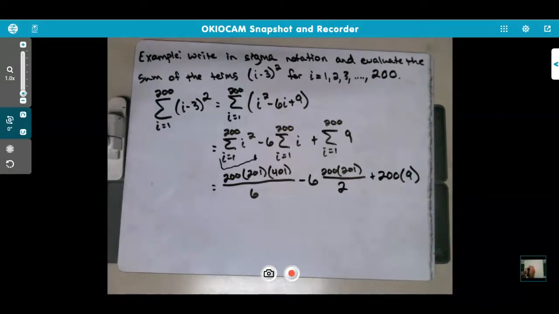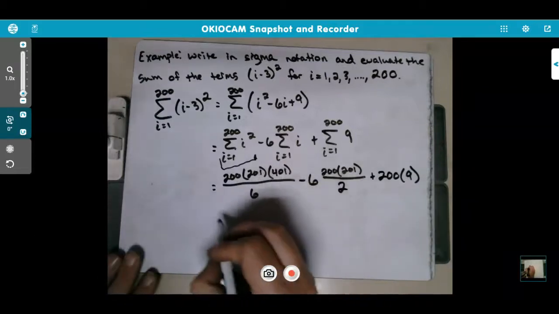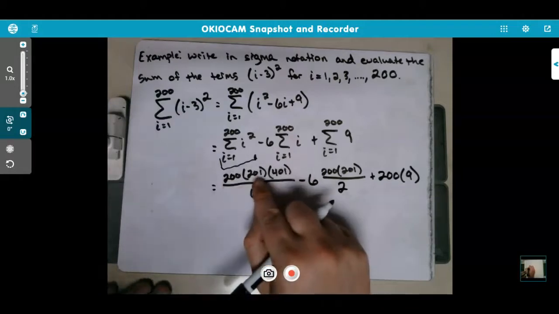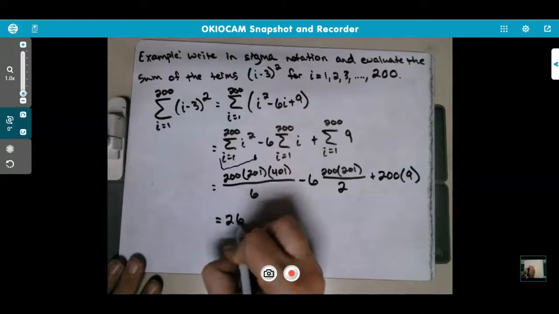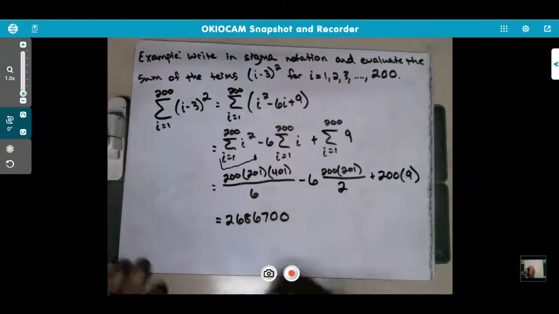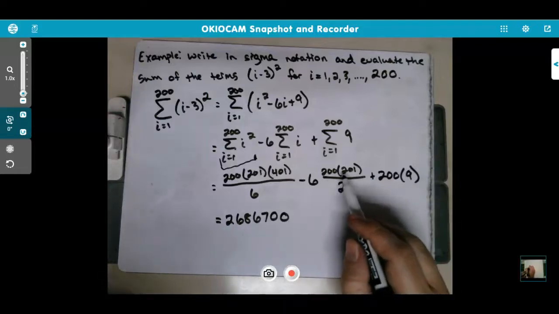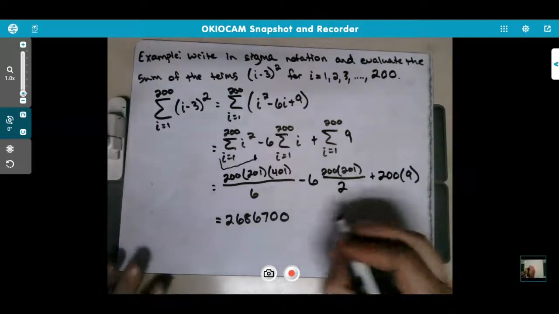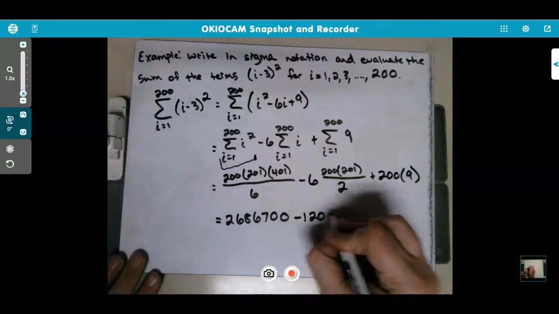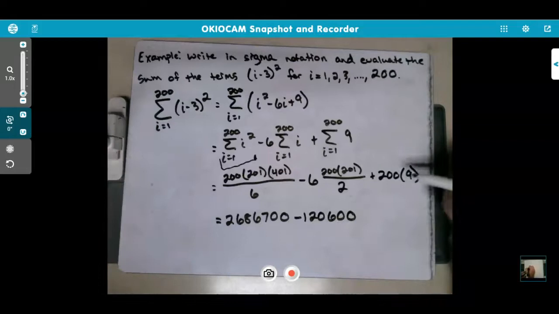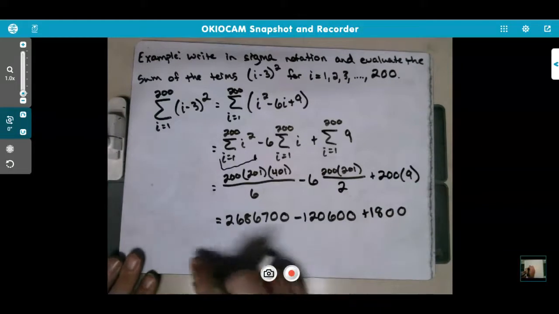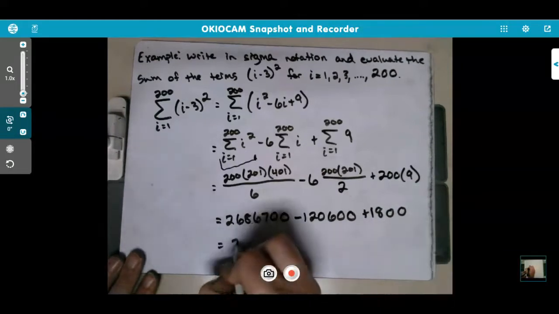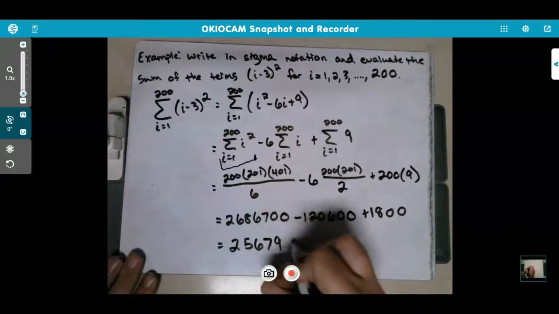So now I just have to add all of these up. If you did 200 times 201 times 401 divided by 6, you would get 2,686,700. If you did negative 6 times 200 times 201 divided by 2, you'd get negative 120,600. And then if you did 200 times 9, you'd get 1,800. Add all of this up, and you get 2,567,900.